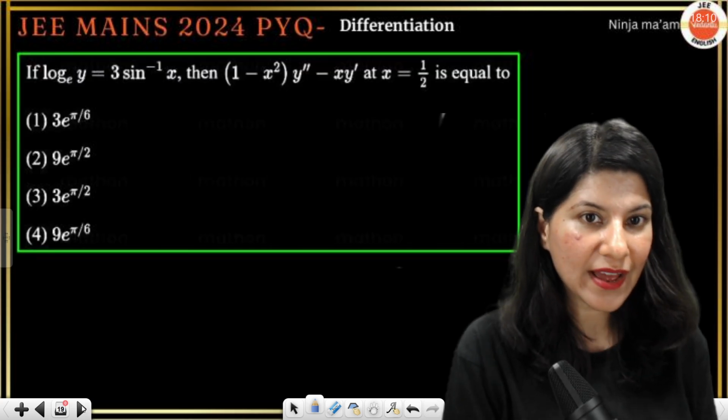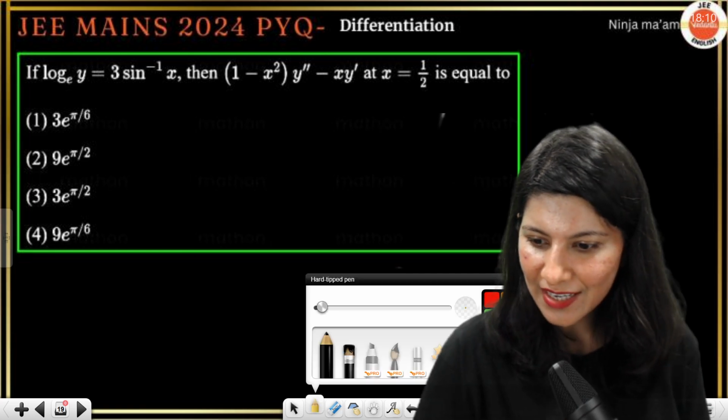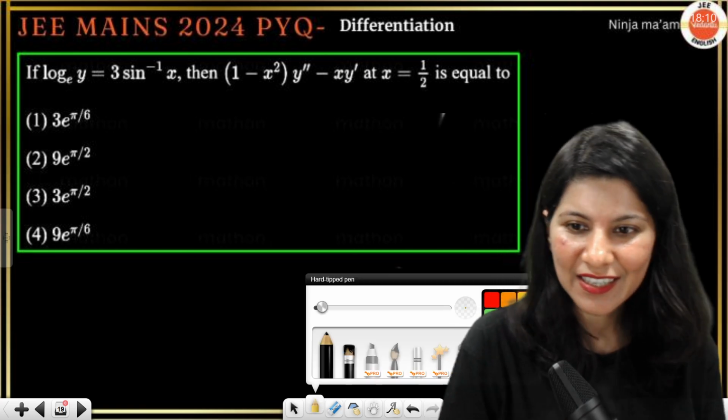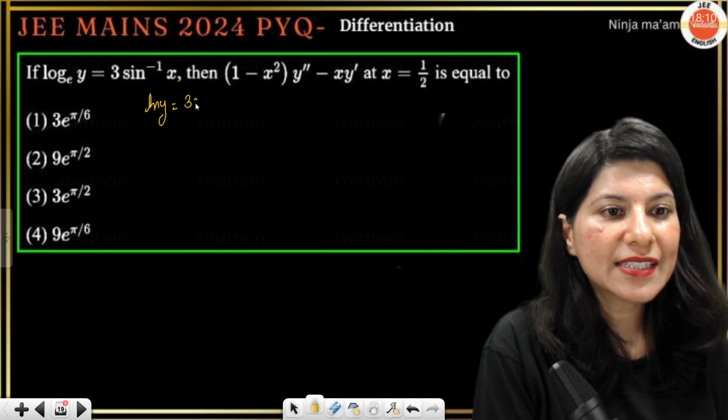And now we are having, I didn't realize, is this our last question? Yes. Okay. Log y is 3 sine inverse x.